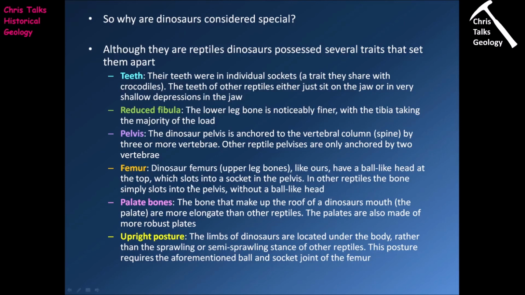Now, going back to the femurs, we also have dinosaurs developing this very upright posture. So the limbs of the dinosaurs are going to be located under their body rather than sprawling or semi-sprawling, so that means sticking out the side. And of course this posture requires the aforementioned ball and socket joints of the femurs, and as we've discussed, it's an evolutionary advantage because once you bring the legs under the body, it makes it easier to support the body's weight, and it typically means you can move faster, so you can get away from animals that are trying to eat you, or you can get to the animals you are trying to eat.